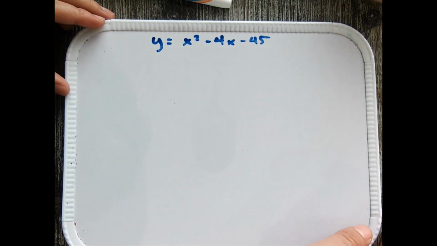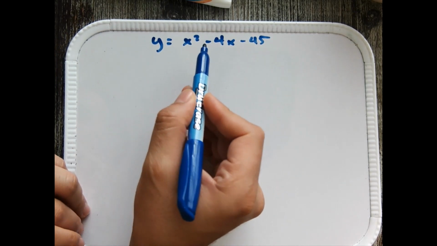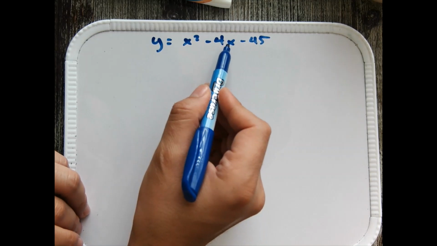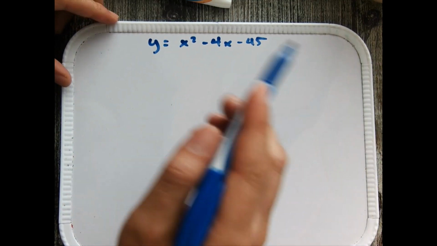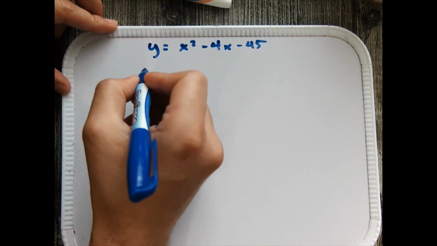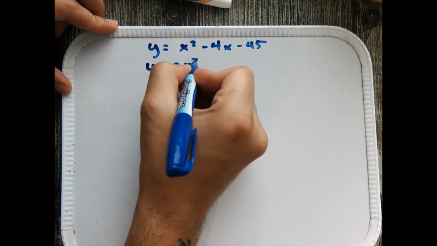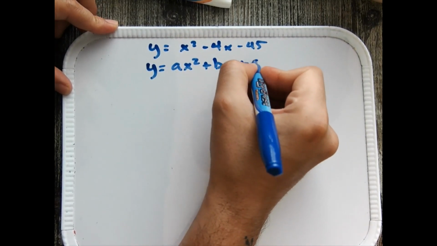All right, what we have here is a quadratic equation, x squared minus 4x minus 45. We have it in what we call standard form: y equals ax squared plus bx plus c.